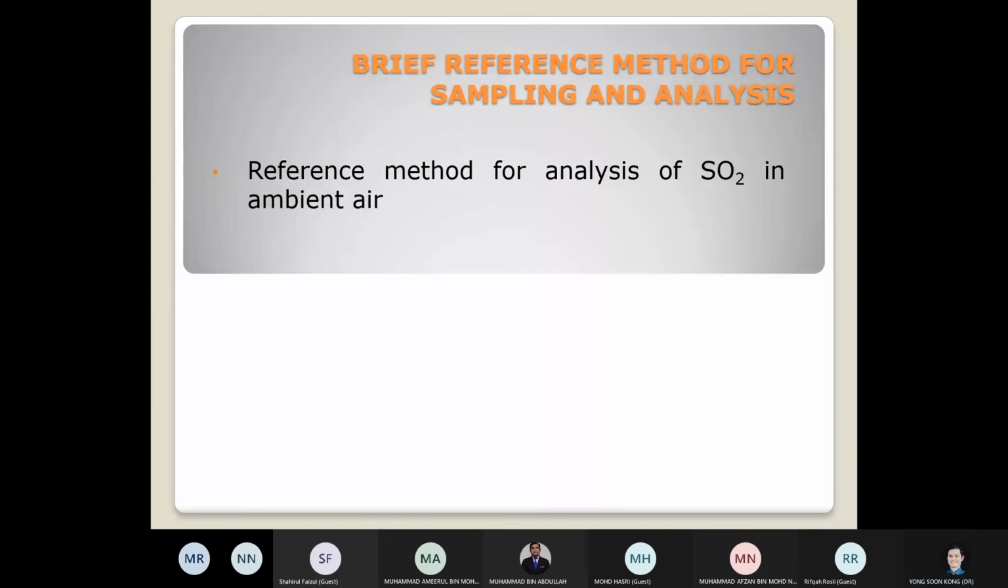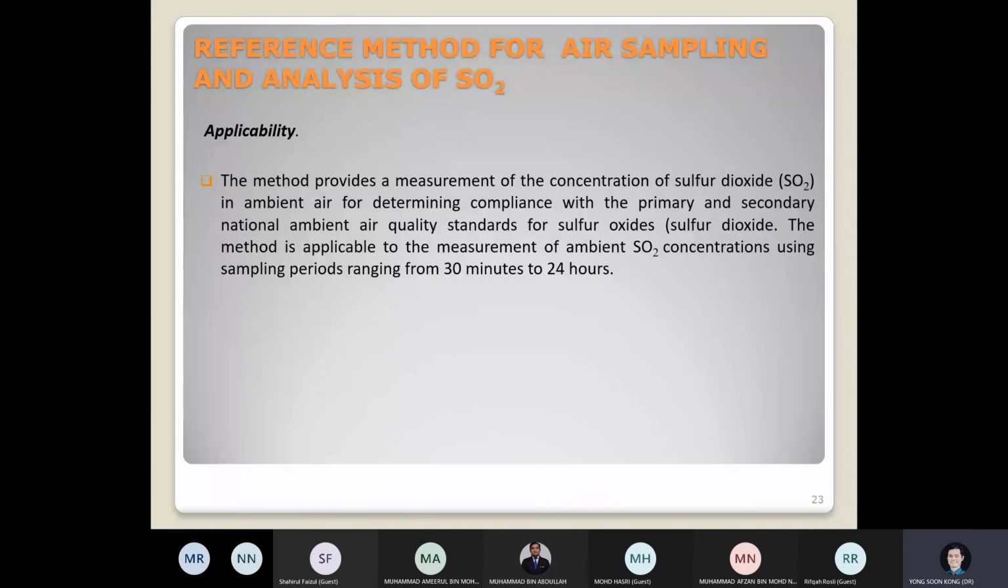Yeah. So I'm going to continue talking about the techniques on how to collect and measure pollutant gas in the ambient air. So this is a reference method for analysis of sulfur dioxide in ambient air, and the applicability is that it needs to be collected over 24 hours. Well, not exactly 24 hours, between 30 minutes to 24 hours, depending on the requirement.